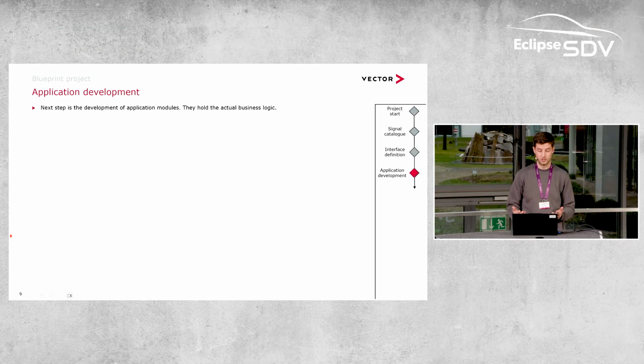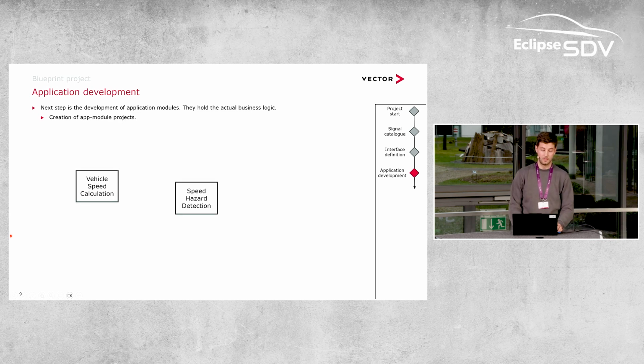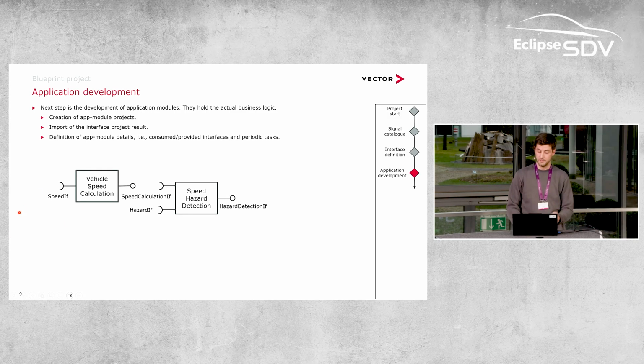Next is application development. So we create in a separate project type the application module. So we have the vehicle speed calculation module and we have the speed hazard detection module. And we import the just defined interfaces from the interface project. And now, in the same style, config as code in Python, we do a definition of the app module details. So we define what is this module supposed to consume, what is it supposed to provide.